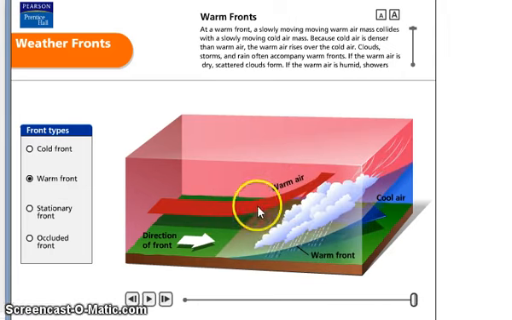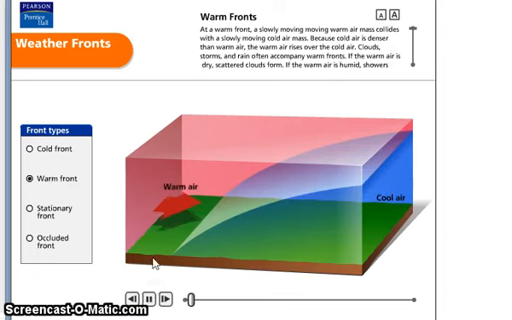Instead, the warm air kind of rides up the back of the cold air, and as it rises, once again, it increases in elevation, meaning that its temperature cools down, and so as its temperature cools, it cannot handle as much water, and therefore it drops that water. So here in front of the warm front, you have kind of long, gentle rains.